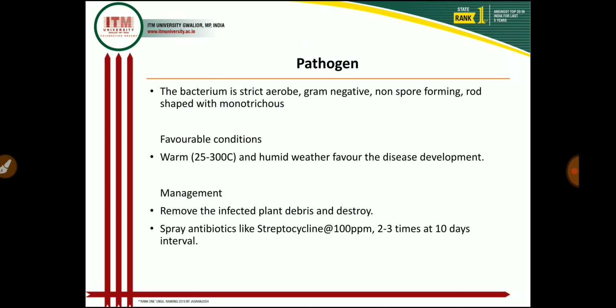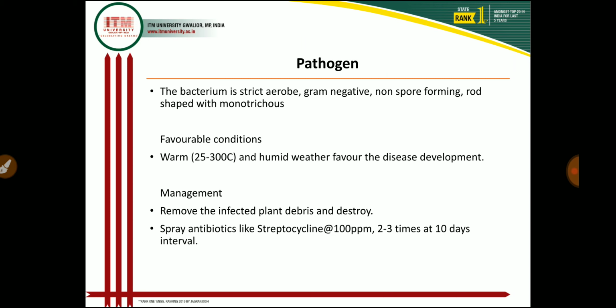And in the management part, if we remove the infected plant debris and destroy it, then we control the disease. We also control the disease by spraying an antibiotic like streptocycline at the rate of 100 ppm 2 to 3 times at 10 days interval. And if we give seed treatment with streptocycline 100 ppm, by this treatment we also control the disease.